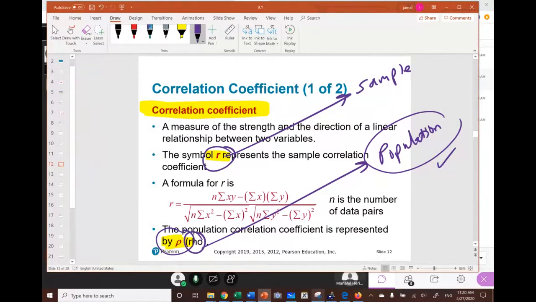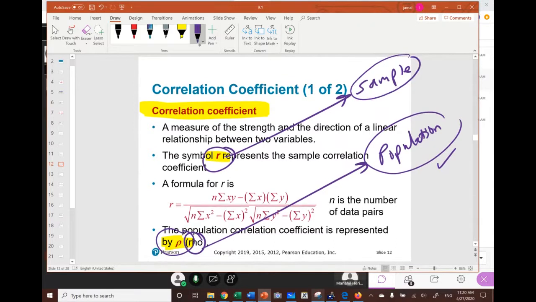But what if you're asking whether there is a relationship between the years of experience and the salary of all school teachers in Ohio? It is impossible to get to all of them, and that's the reason why we rely on a sample, and when we do calculations, we get R, small r. In real life, we rely more on R than rho because rho is impossible. So remember the two, but there is something called the coefficient of correlation.